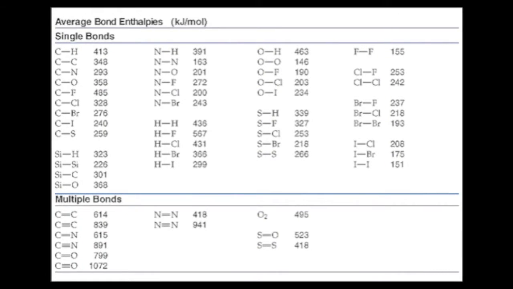The octet rule applies to most bonds, but it fails when the molecules contain an odd number of electrons, when an atom contains less than an octet of valence electrons, or when an atom contains more than an octet of valence electrons. The strength of covalent bonds is determined by the energy required to break that bond, or the bond enthalpy. The higher the bond enthalpy, the stronger the bond. In general, as the number of bonds between two atoms increases, the bond grows shorter and stronger. Those are the basic concepts of chemical bonding.